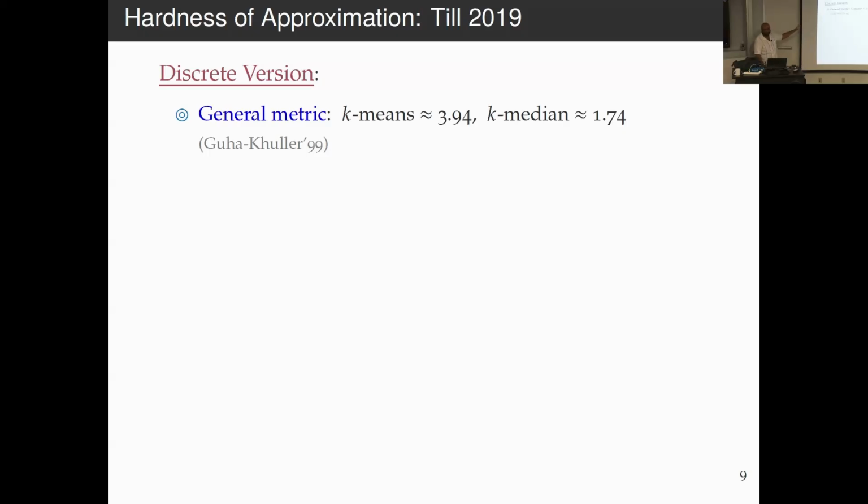And these are not some weird numbers. 3.94 is actually 1 plus 8 over e. It comes up from the greedy algorithm for set cover max version, which is 1 minus 1 over e. We will see these things a bit more. And that is 1 plus 2 over e. Good. So for general metric, I believe from the hardness, there's nothing much to say.